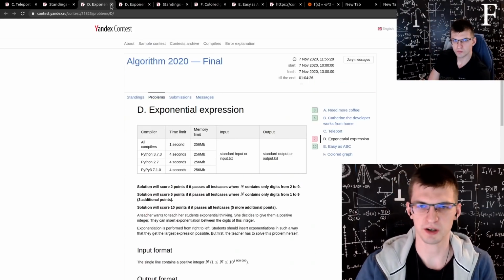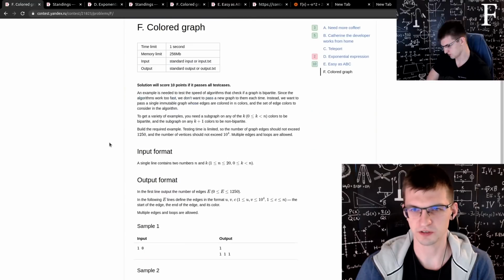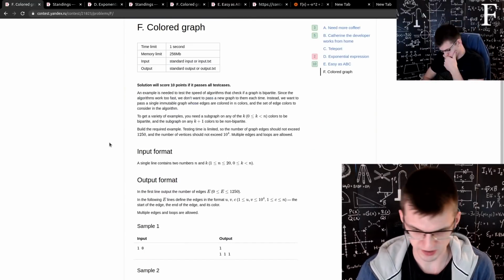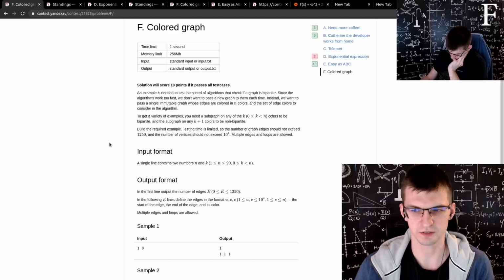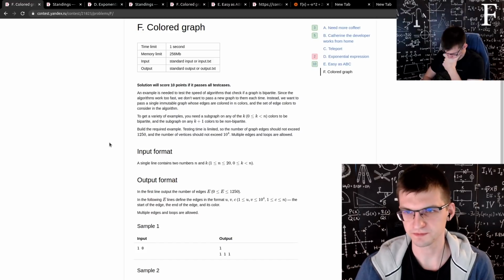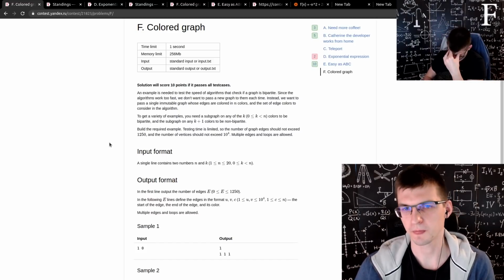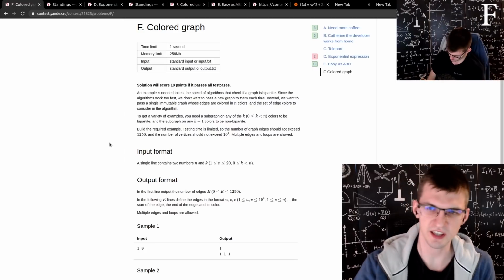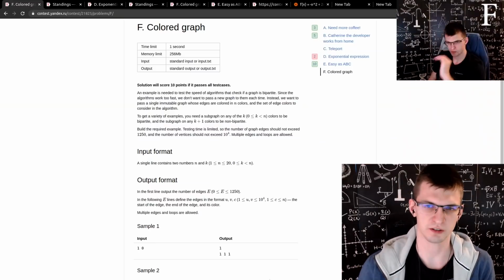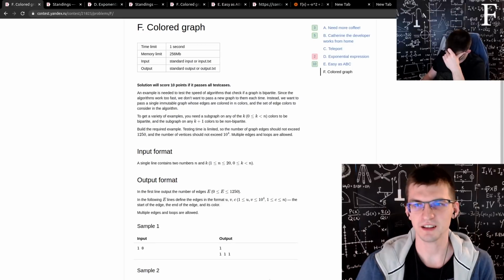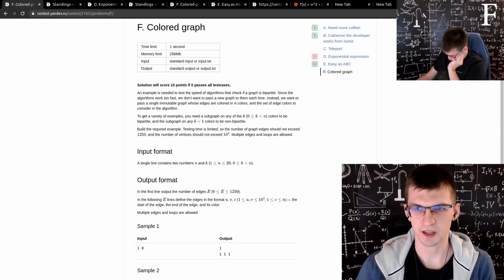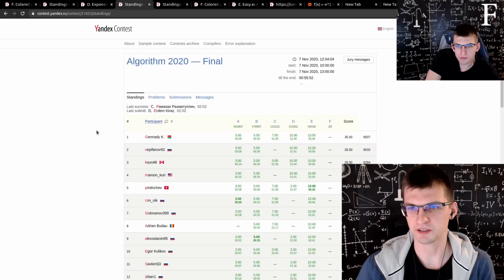I jumped back to C for a moment. I also considered D just for a few minutes, but basically I knew from standings that I need to solve F if I want a good score, a good place, because it's worth more points. Maybe C and D, if I solve both, then that would be fine as well. But sadly, I didn't succeed. At the end, I got 25th place in this contest.